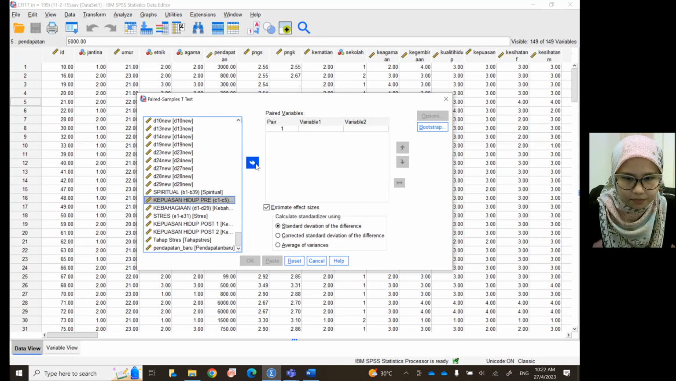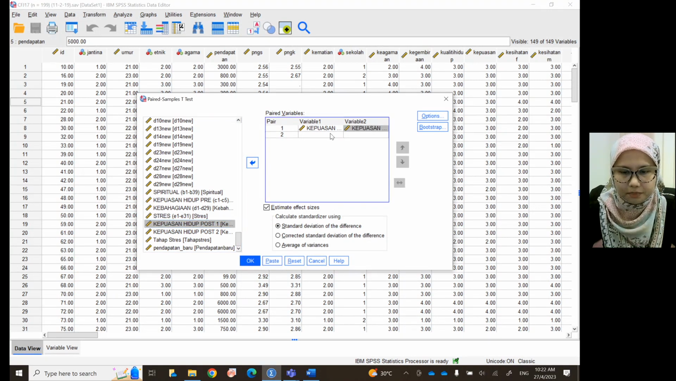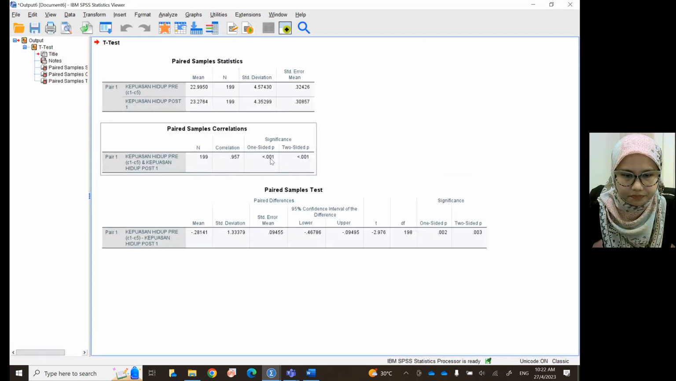Put in your first variable. The second variable, you get the post. I choose the first one; I think it is the same thing, computed twice. The pre and post. All right, so what you need to do is just click OK.